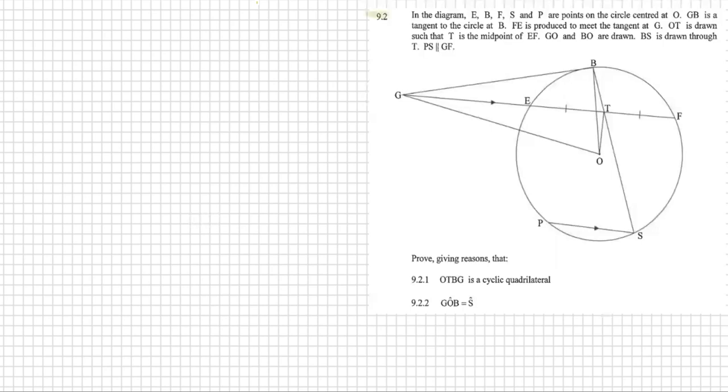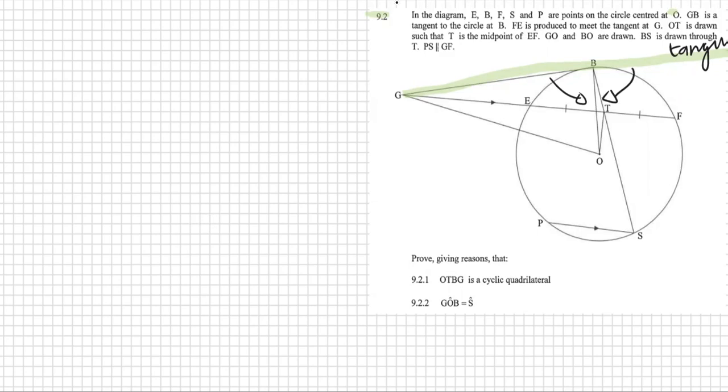Question 9.2. Going through the information: E, B, F, and P are listed as points on the circle with the center of O. So O is the center. GB is a tangent. I just usually draw the line like that and write tangent. It's a tangent to the circle. So we have tangent here and here for the tan chord theorem.